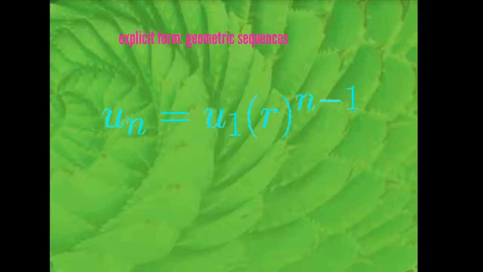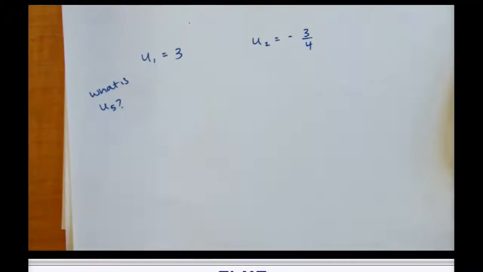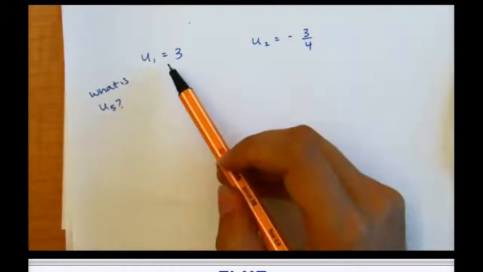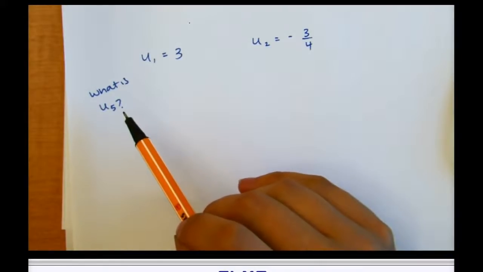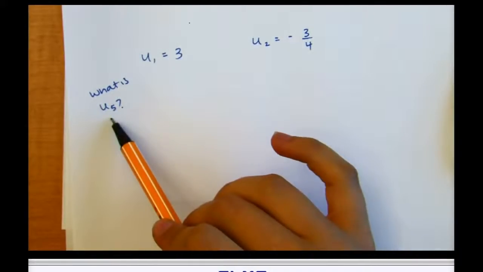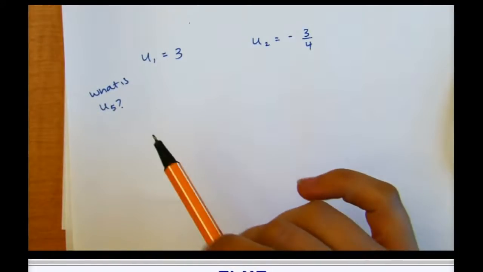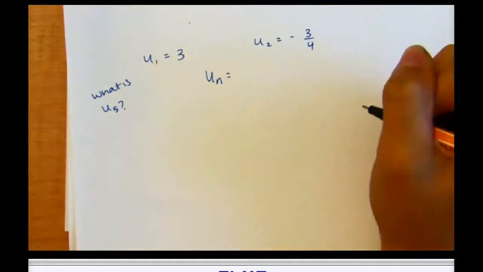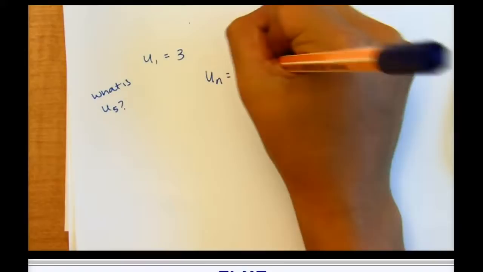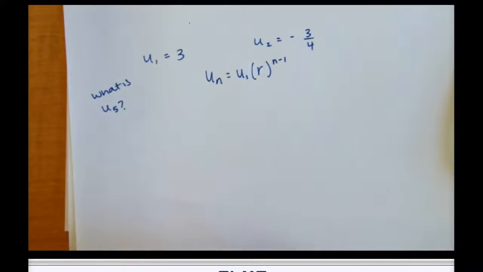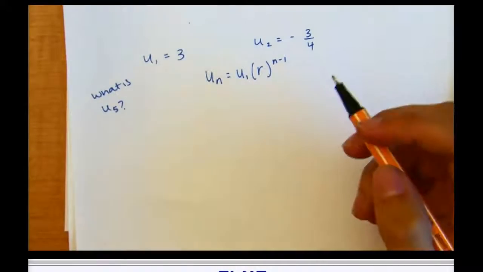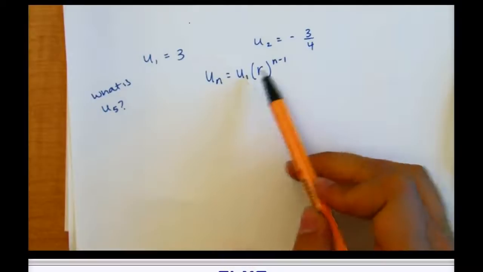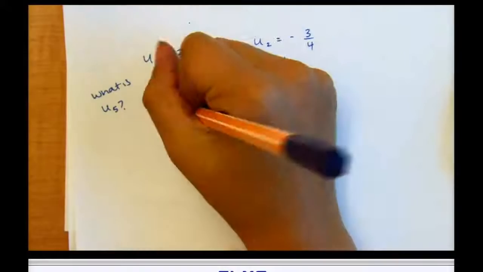Let's take a look at an example problem. So let's say that I have u(1) and I have u(2), and I want to know what is u sub 5. That would take a little bit to figure out. So I want to find the explicit form for this sequence. In the end, I should have u sub n is equal to u sub 1 times r to the n minus 1, with the only variable left in my formula being n. I already know what u sub 1 is, but before I can fill this all out, I also need to know what r is.